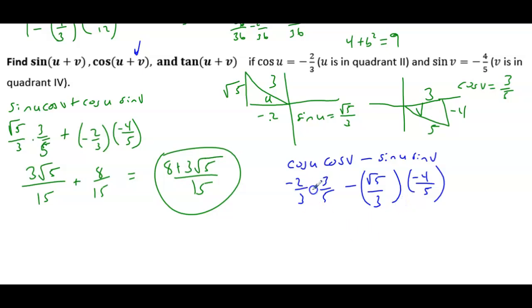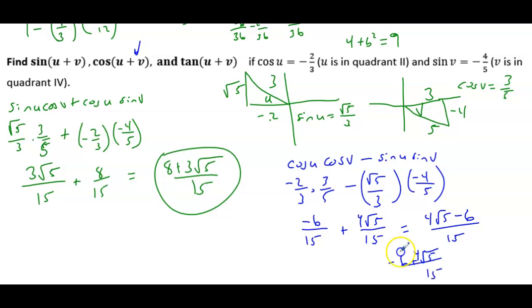So now that's negative 6 over 15. That's going to be negative, so plus 4 radical 5 over 15. So this gives us 4 radical 5 minus 6 over 15, or you can write it as negative 6 plus 4 radical 5 over 15. They both work. Same thing. I just like writing the positive value first. I don't like having a negative first.